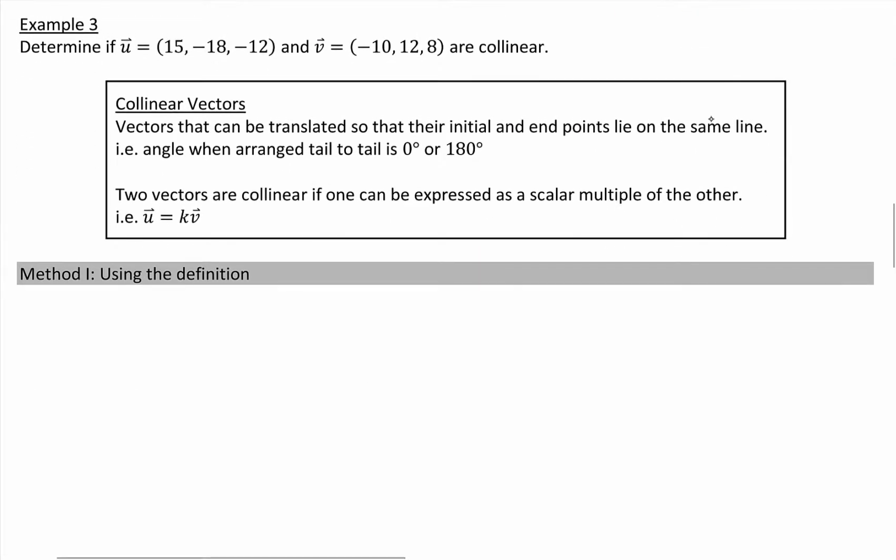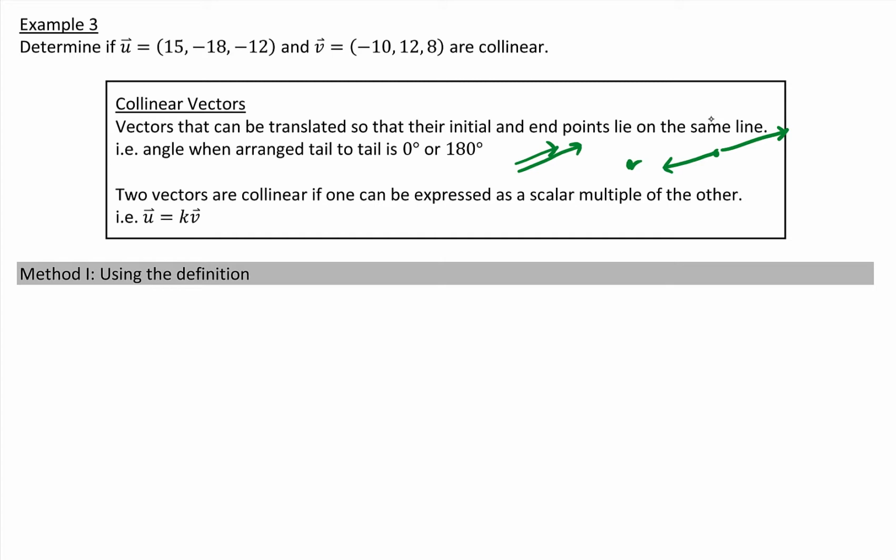So example 3, we're going to go back and revisit collinear vectors. So determine if u and v are collinear. Collinear vectors are vectors that can be translated so that their initial and end points lie on the same line. Or that means when they are arranged tail to tail, the angle between them is 0, so two vectors that look like this, or 180 degrees. So they're 180 degrees apart, or they're 0 degrees apart.